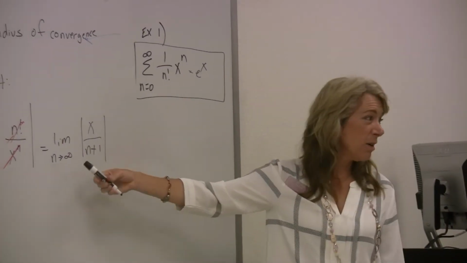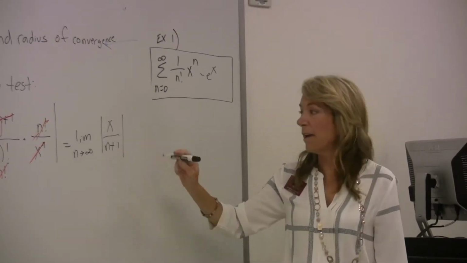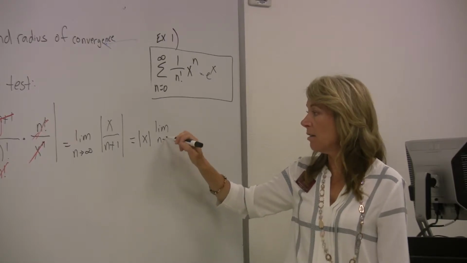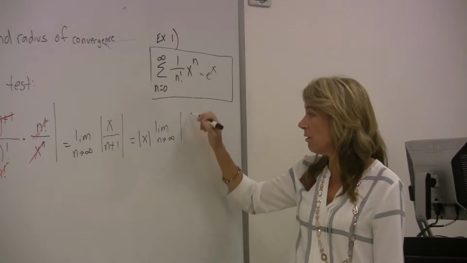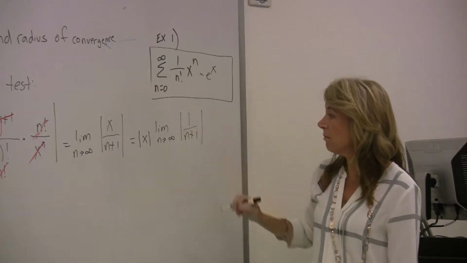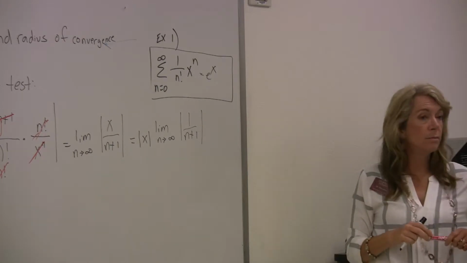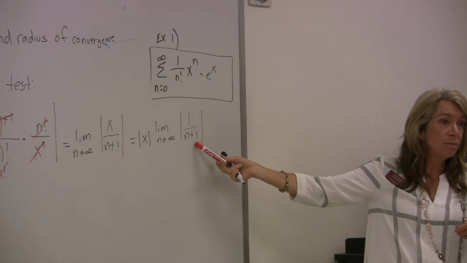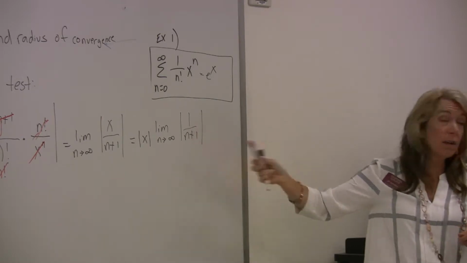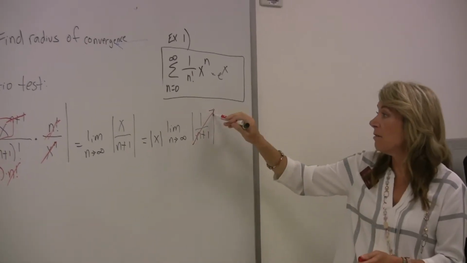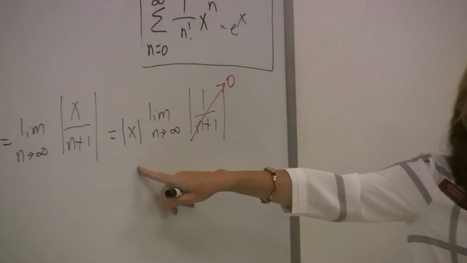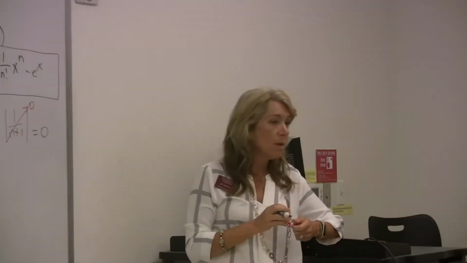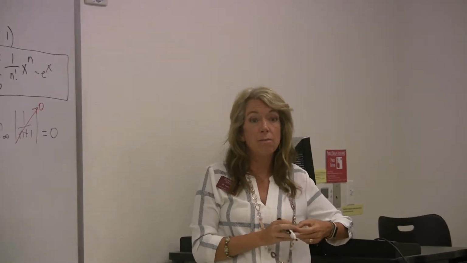The x is a constant when it comes to n's, so I pull that all the way out: absolute value of x times the limit as n goes to infinity of 1 over n plus 1. What does this expression do as n goes to infinity? Goes to 0, right? 1 over an infinitely large number. So this part goes to 0. Absolute value of x times 0 is 0. So the ratio test gave me a limit of 0.